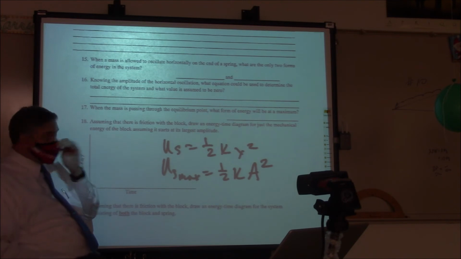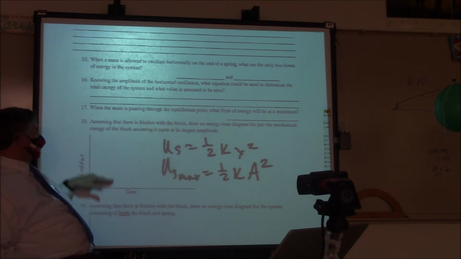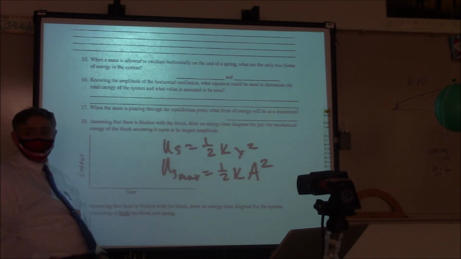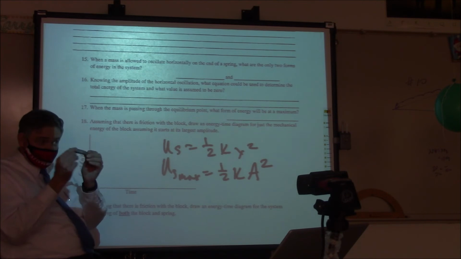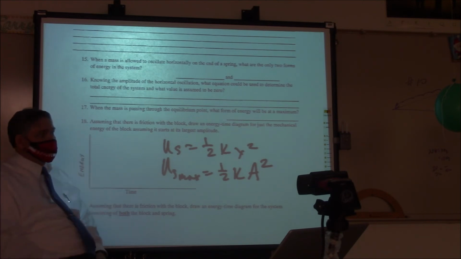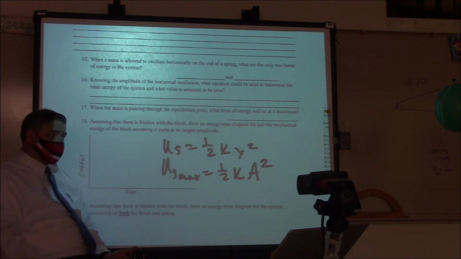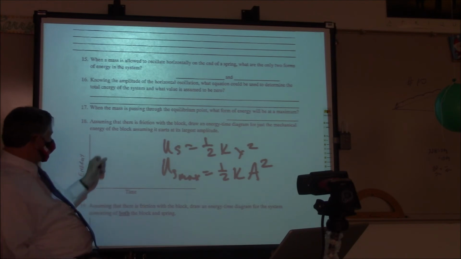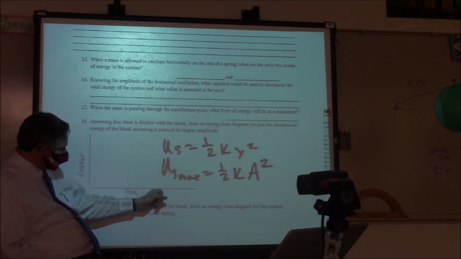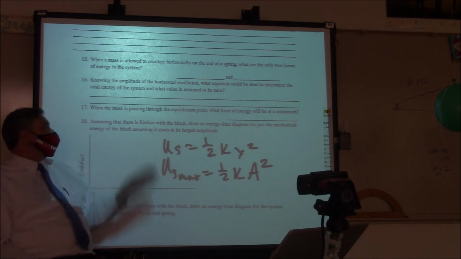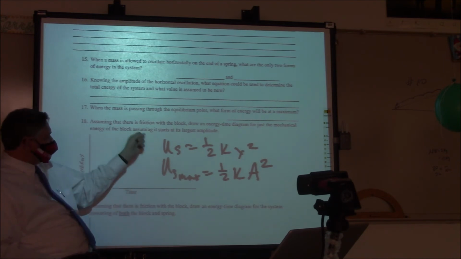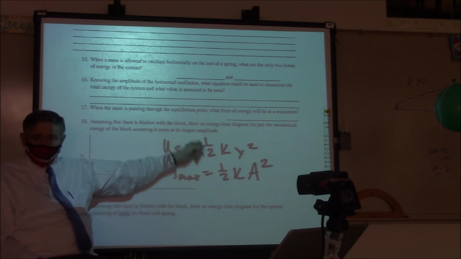Now, but because there's friction, what's going to happen to that amount of energy in the system? What's it eventually going to go to? So it oscillates. What's it going to start to do? Decrease. Because you're going to generate thermal energy. So this is just going to go like this, and it's just going to get smaller and smaller because there's friction. If there was no friction, it would just keep going back and forth like this.